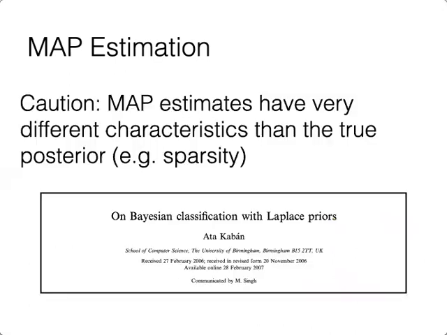And also note that MAP estimation can have very different characteristics than the true posterior. So here's a nice paper about that I urge you to check out on Bayesian classification with Laplace priors. It shows that if you have a MAP estimate, Laplace priors correspond to lasso regularization, which is a sparsity-inducing regularization, but the posterior under a Laplace prior is not sparse. And so you get very different kinds of solutions based on MAP estimation or not MAP estimation.